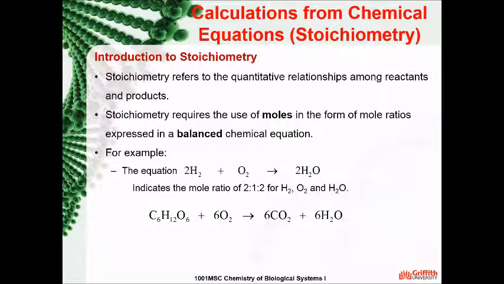Let's look at another example. C6H12O6 plus 6O2 gives 6CO2 plus 6H2O. The ratio between C6H12O6 and CO2 is 1 is to 6. So 1 mole of glucose should produce 6 moles of carbon dioxide.